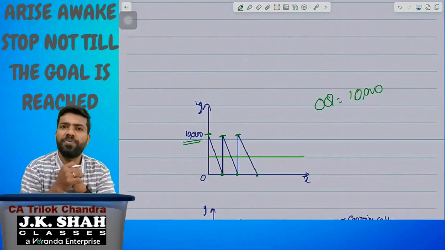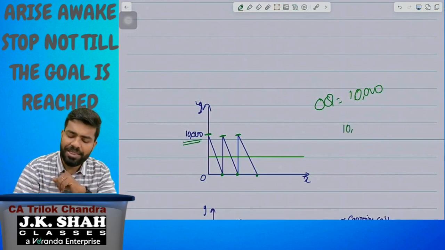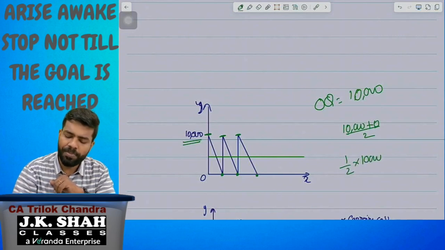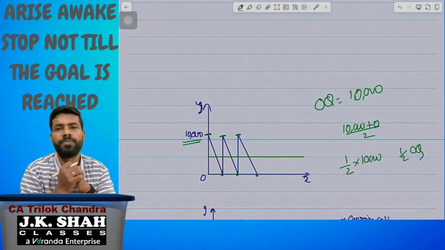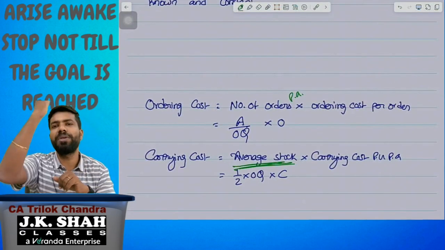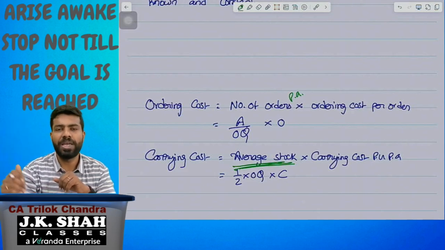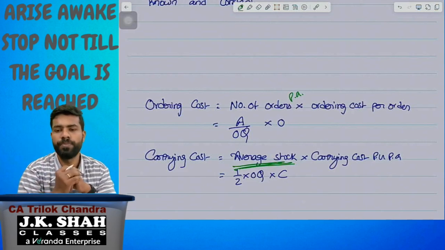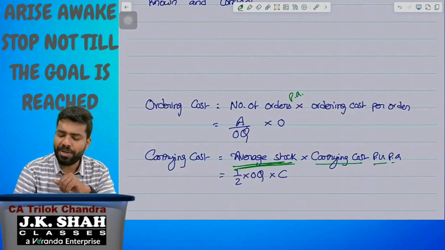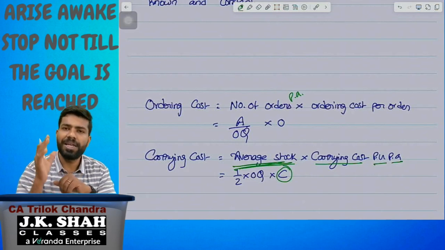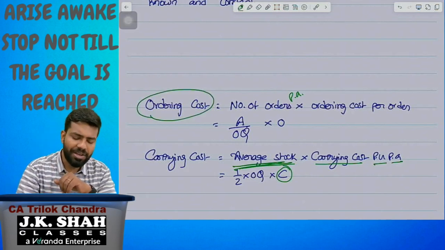How to take the average? 10,000 plus 0 divided by 2. I can write it as half of 10,000, nothing but half of OQ. Are you understanding? I am taking the average stock because the stock will keep on fluctuating. There will be ups and downs, so I am taking the average. Average stock means half of OQ, into carrying cost per unit per annum, that is C. All of you clear about this? So that is how we calculate the ordering cost and carrying cost.